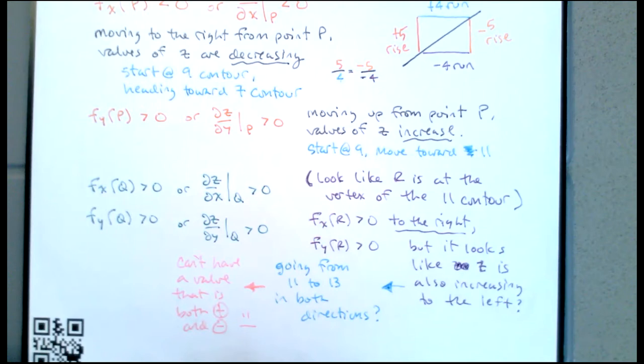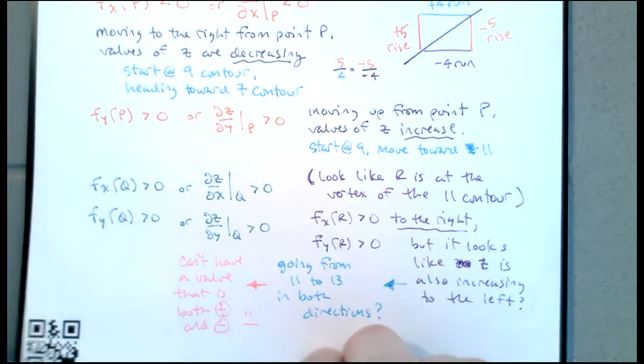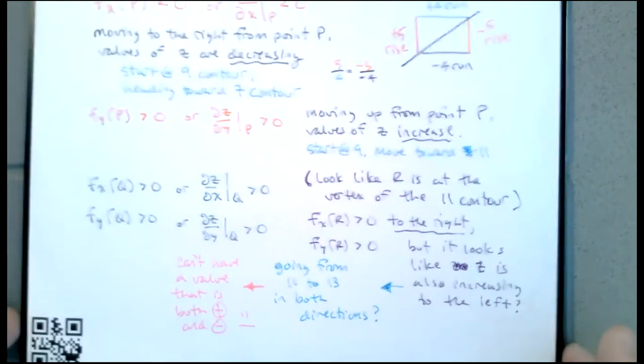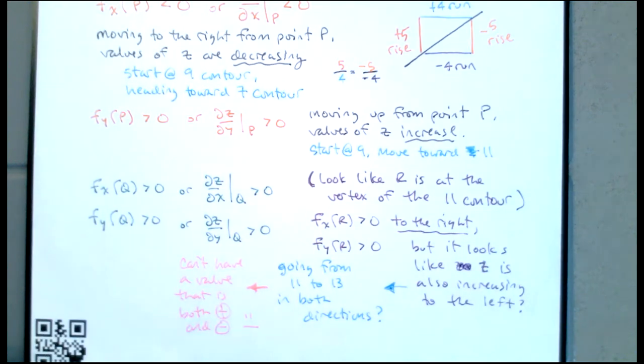So it looks like the values of Z are increasing to the right, but they're also increasing to the left, because in both directions, left and right, we're going from 11 to 13. We can't say that the slope is both positive and negative at the same time. That doesn't make any sense. So think about what must be going on. That'll be our cliffhanger for the day. Any questions?